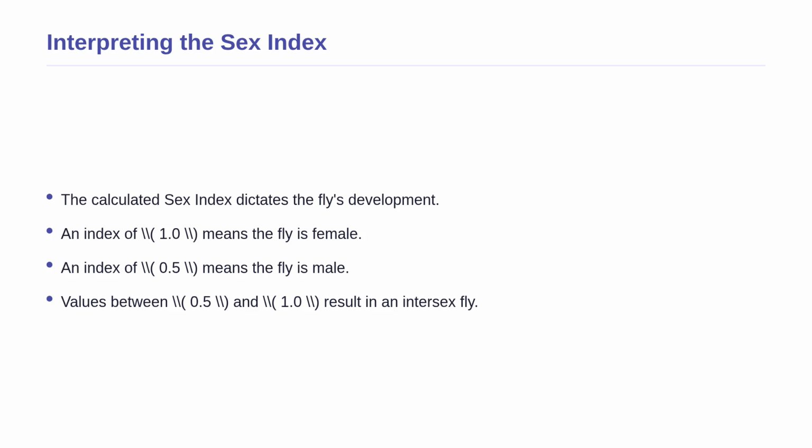But here is where it gets incredibly interesting. If the value falls anywhere strictly between 0.5 and 1.0, the fly will develop as an intersex fly. This means it will have a fascinating mixture of both male and female physical characteristics.